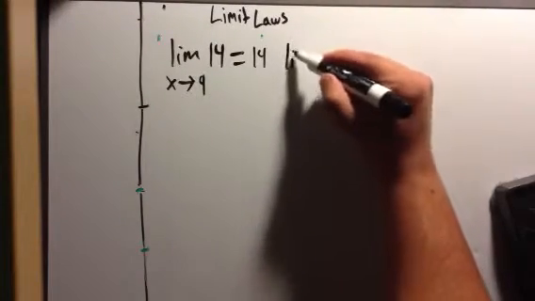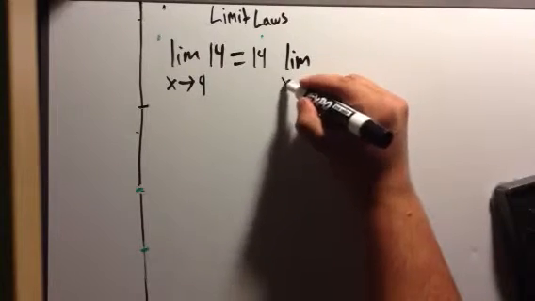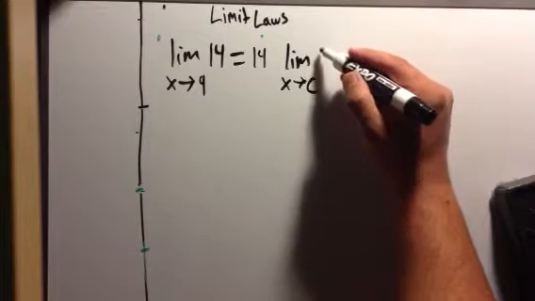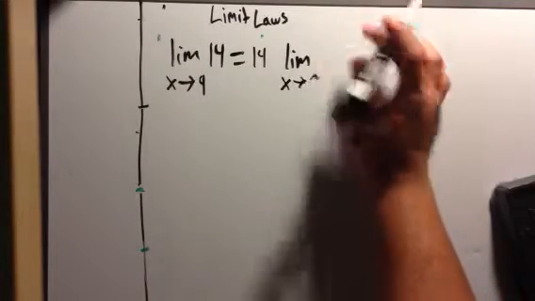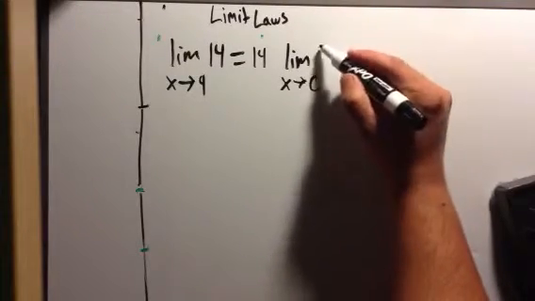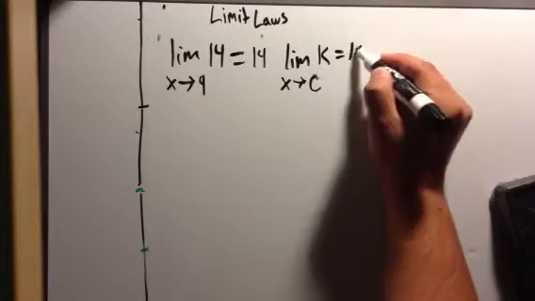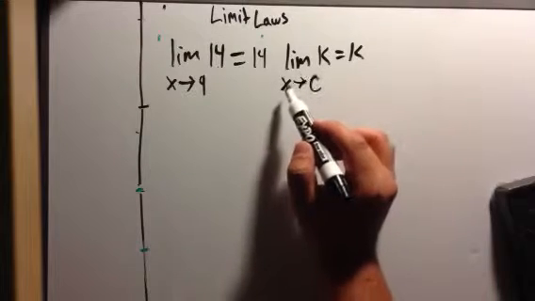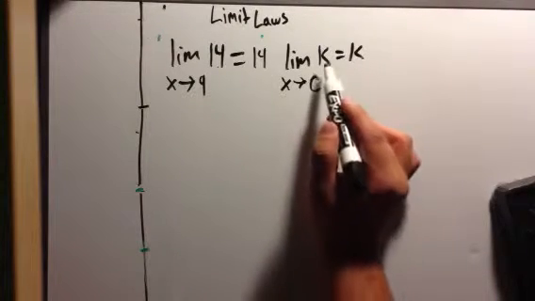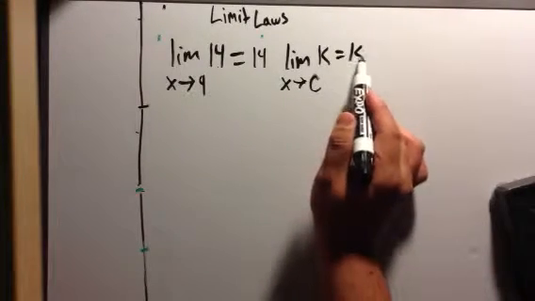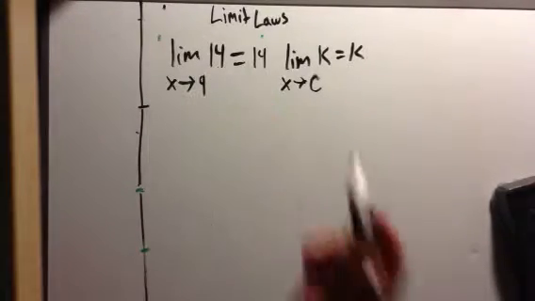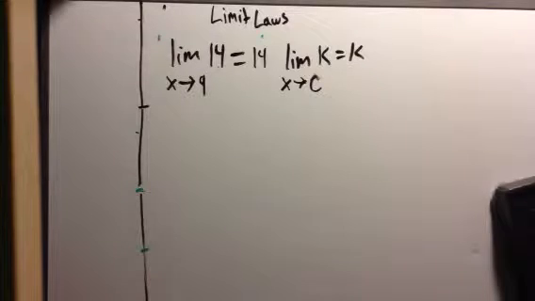Why is it going to be 14? Because remember, by our limit law, the limit as x goes to some number c of some constant k is just equal to k. That's what we did. The limit as x goes to c of some constant k is just equal to the constant k. The limit as x goes to 9 of 14 is just equal to 14. Pretty simple, right?